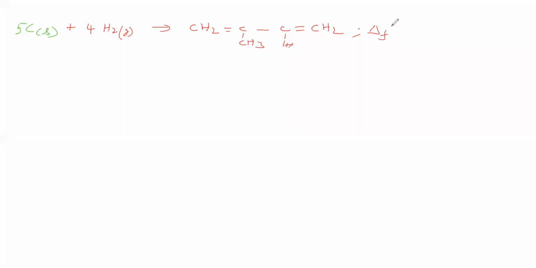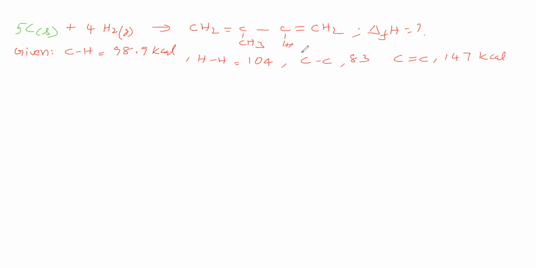For this, we have to find the delta H, the standard heat of formation. What is the given data? Given data is the CH bond energy, 98.8 kilocalories. Then H–H bond, 104 kilocalories. Then C–C bond, 83 kilocalories. C=C double bond, 147 kilocalories.